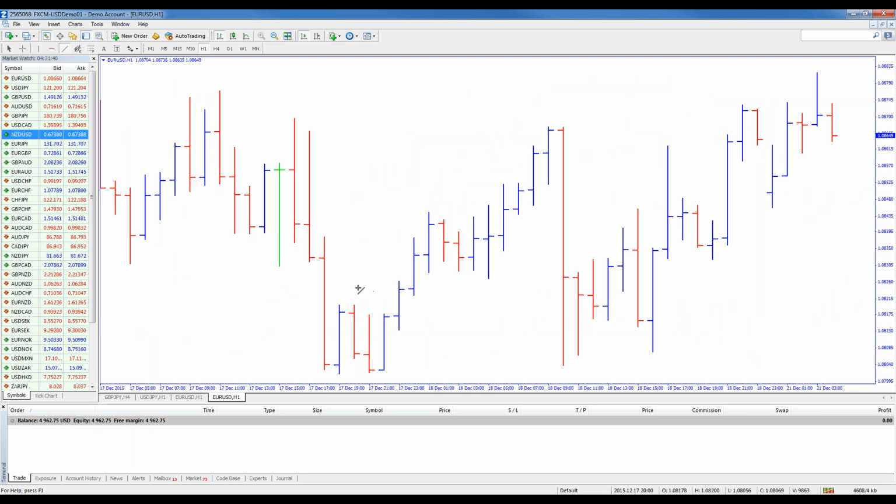So on the up bar, the dash to the left is the open. The dash to the right is the close. That's the open, that's the close. You can see here that the dash higher is where it closed and the dash lower is where it opened, and that's the up bar.